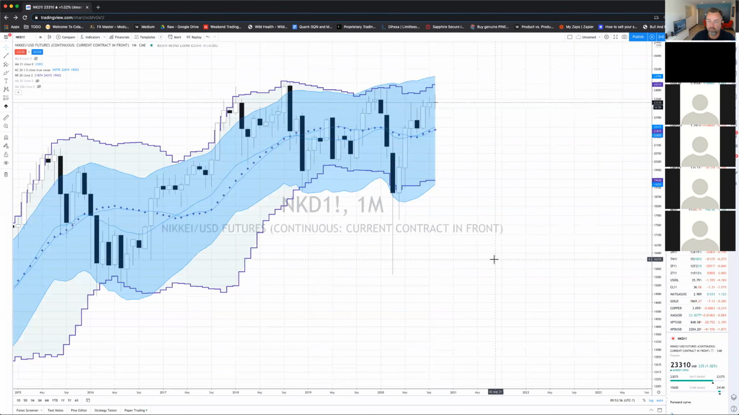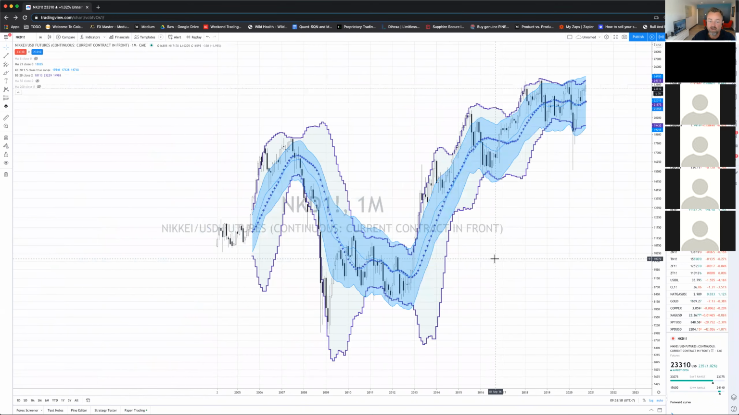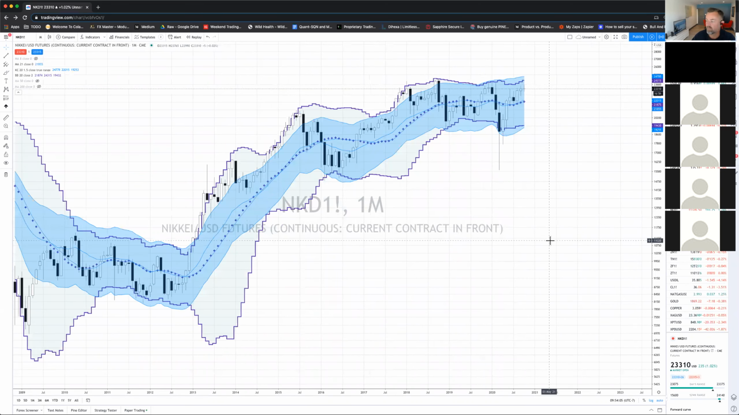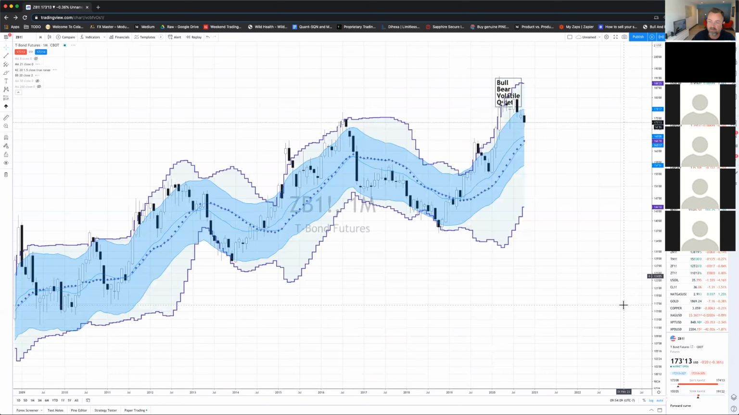Let's have a look at the Nikkei. Nikkei's done pretty well. It basically blasted up to those highs and has just been sitting there. Not a lot to do with it, but let's have a look at our bonds.